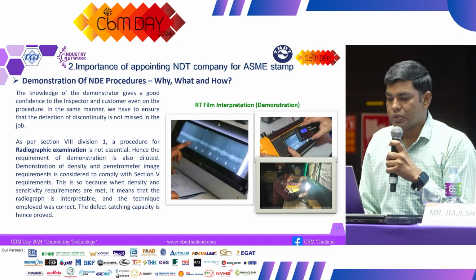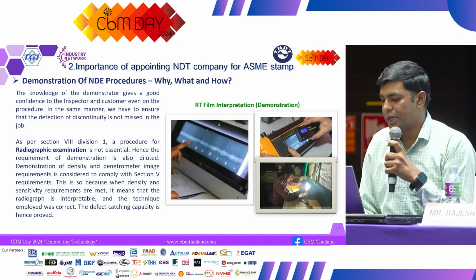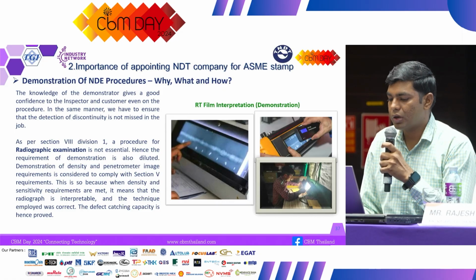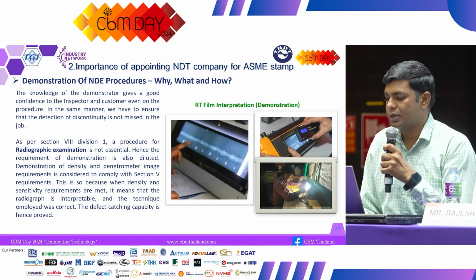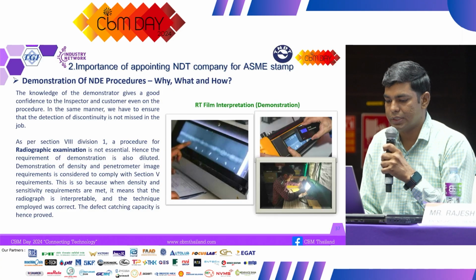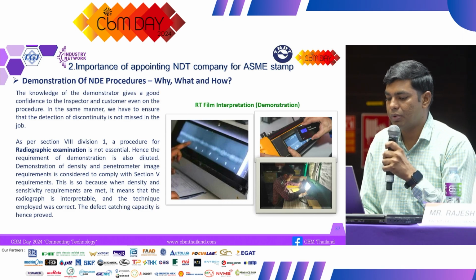We have to ensure that detectable discontinuities are not missed out. For example, in ASME Section VIII Division 1, the procedure for radiography examination, density and sensitivity requirements must be met. So for basic RT demonstration, density and sensitivity are the important things. If both are correct, it means the employee can perform this job correctly. So defect catching capacity is enhanced and improved.